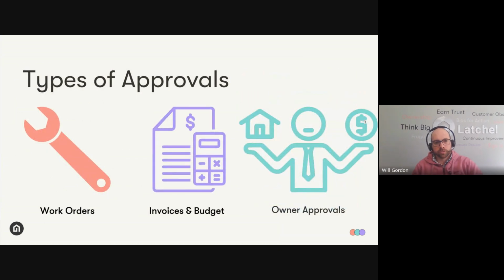So there's three different types of approvals broadly inside of Latchel. Work order approvals themselves, so approving to move forward with work, period. And then invoices and budgets. So a budget approval would be on a work order if there's an estimate for going over the budget. And then you can also approve certain types of invoices after the work is completed. And then the third type is owner approvals, whether or not the owner themselves are in the loop for approving things or if it's strictly on the property manager's responsibility.